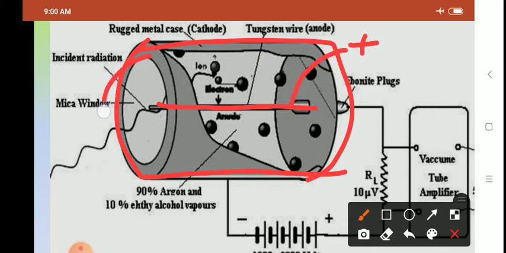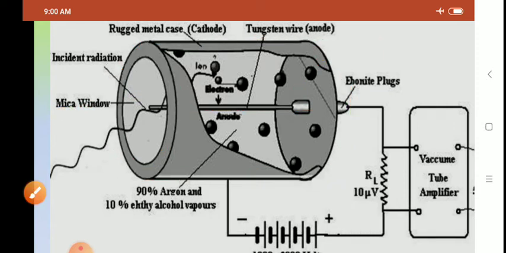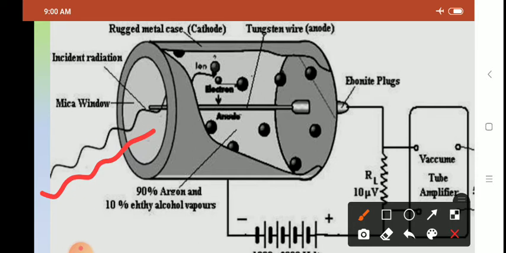Now there is a mica window. What comes inside through the mica window? Radiation. So radiation comes inside and strikes the gas molecules. What is the gas? The gas is generally a neutral gas like argon or helium. What is written here? 90% argon and 10% ethyl alcohol vapors. So the chamber is filled with argon.